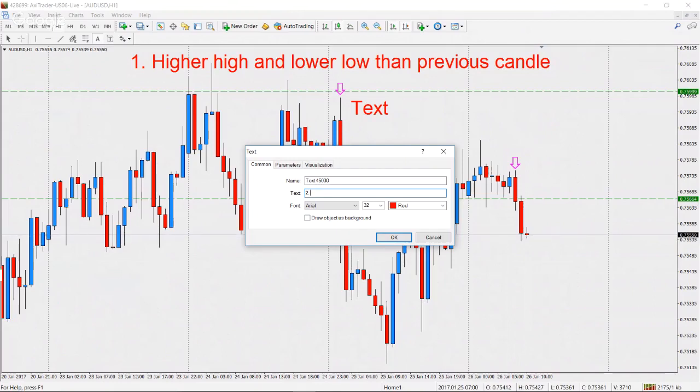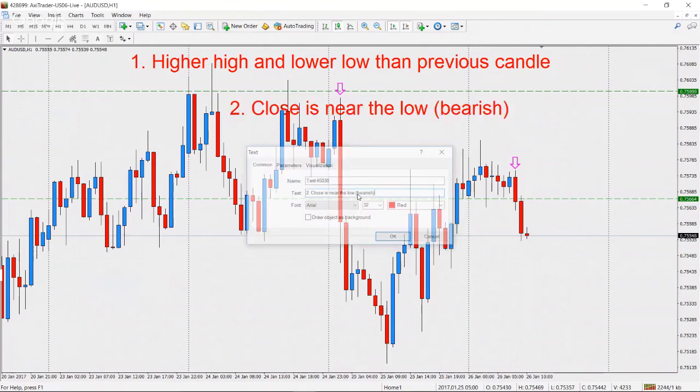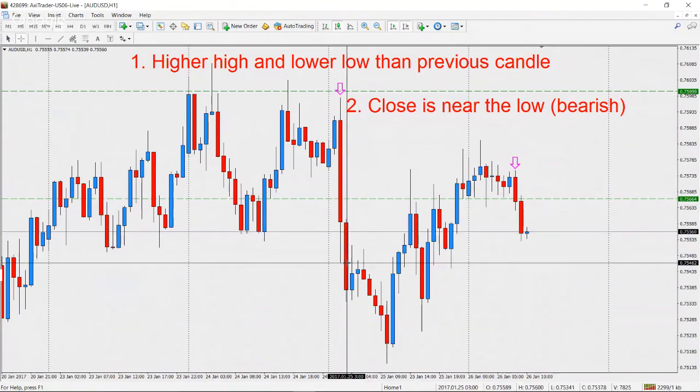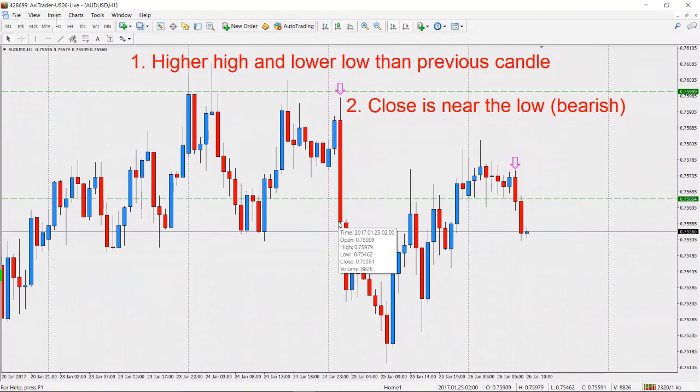So number 2 is that the close is near the low. That's for bearish big shadows, right? Obviously for bullish, it's the opposite. The close would be near the high. So the close of the current candle is near the low, okay? And in both cases, that's the case. Now, this one is a little bit tricky because there is a little bit of room, but still, this candle is 50 pips, and the close is within 13 pips of the low. So that's pretty good. Ideally, it would have been a little bit closer, maybe within 10 pips of the low, but that's still okay.